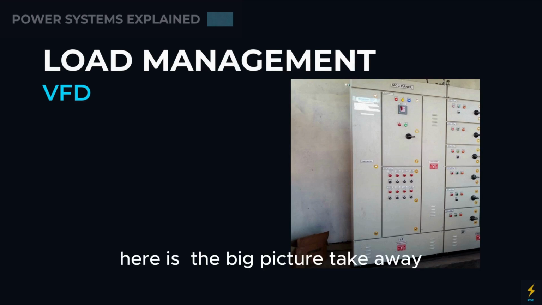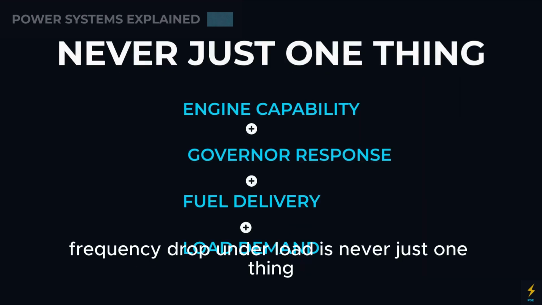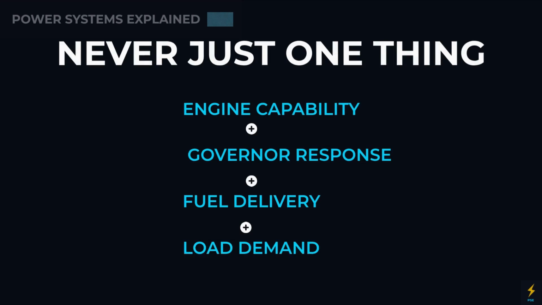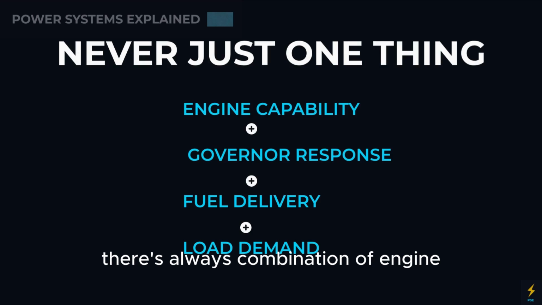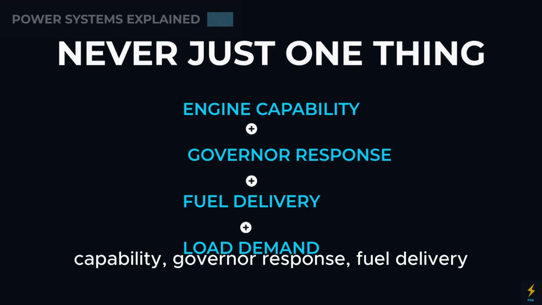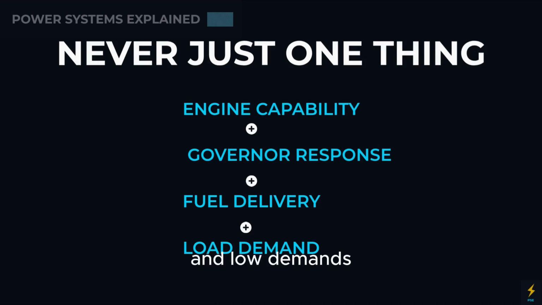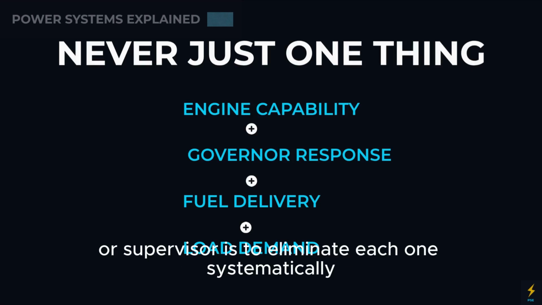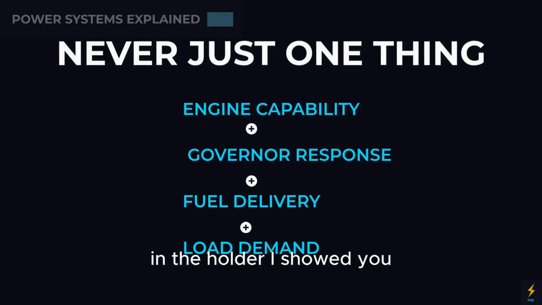Here's the big picture takeaway. Frequency drop under load is never just one thing. It is always a combination of engine capability, governor response, fuel delivery, and load demands. Your job as the technician or supervisor is to eliminate each one systematically, in the order I showed you, until you find the weak link.